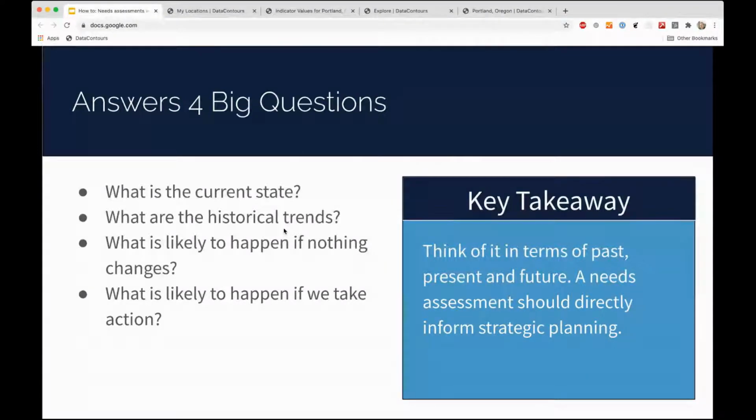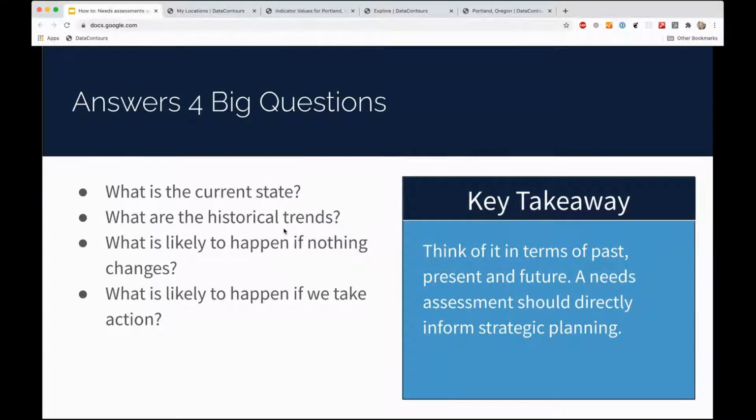And then you'll want to answer the question: what are the historical trends? So, how are things getting better or worse, and how and where? What's likely to happen if nothing changes, and what's likely to happen if we take action.